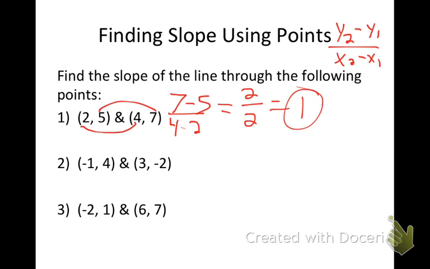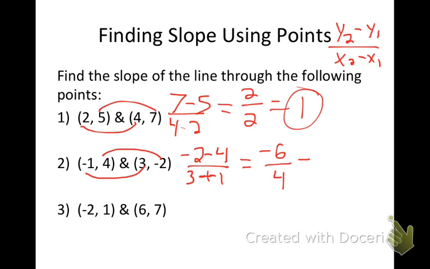Alright. 2, same idea here. Subtract my y values. Negative 2 minus 4 over, now I do my x values, 3 minus a negative 1. Now what's negative 2 minus 4 going to get me? Negative 6. 3 minus a negative 1, 2 negatives give me a positive. So I have negative 6 over positive 4. Negative 6 over 4 simplifies to negative 3 over 2. There's my slope.